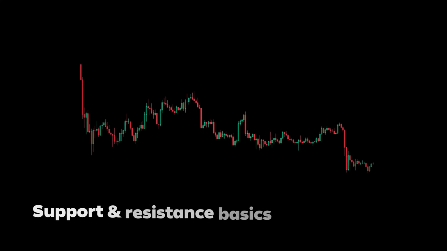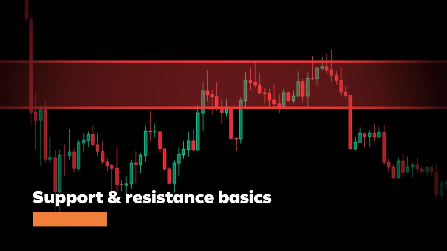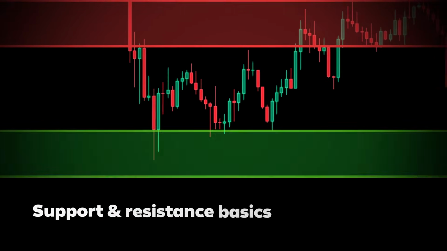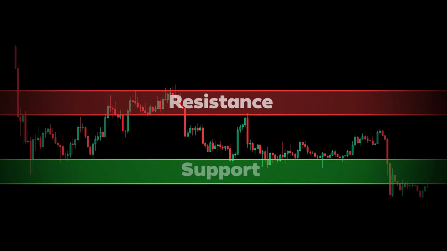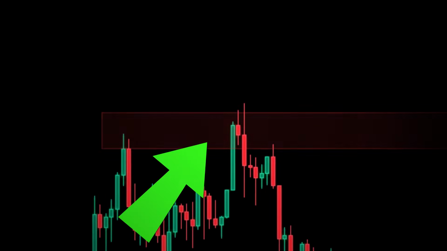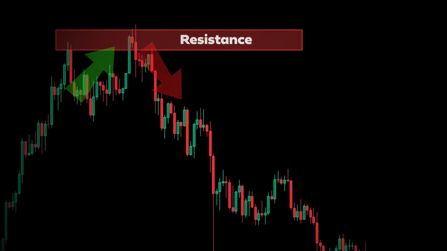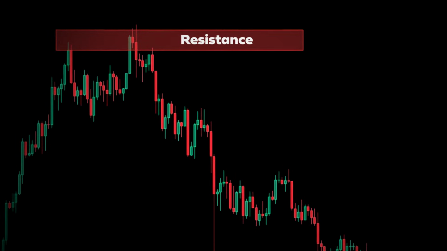So first, let's start with the basics. Support and resistance are two foundational concepts in technical analysis. Understanding what these terms mean and their practical application is essential to correctly reading price charts. Take a look at this chart. Notice how price was trending upwards before it stopped and reversed to the downside. This is where we would consider resistance to have appeared.